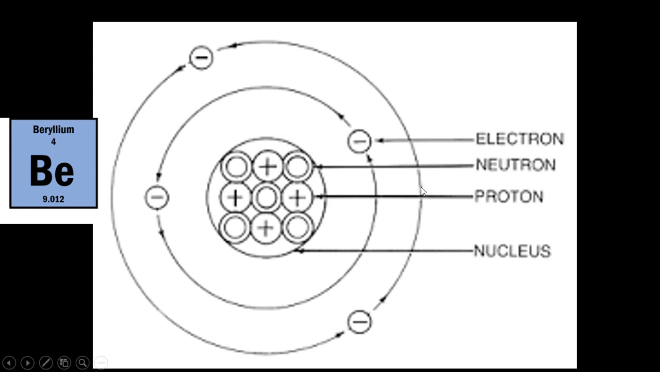Now, if we were to enlarge protons, neutrons, and electrons, a proton and a neutron are about the same size. So if they were the size of an elephant, an electron would only be the size of a mouse. So electrons are pretty tiny. Let's go ahead and check out another diagram.